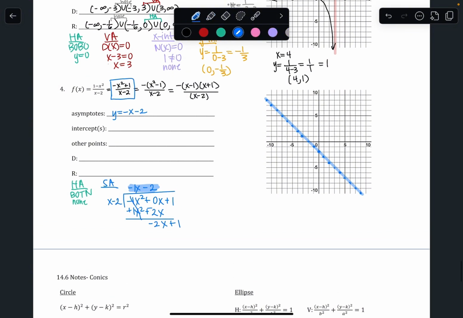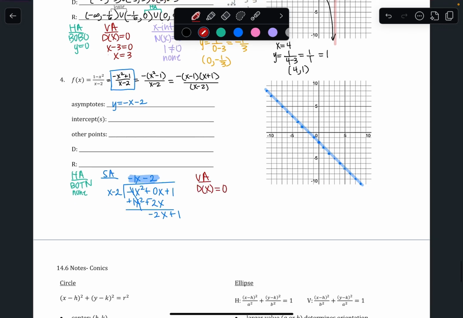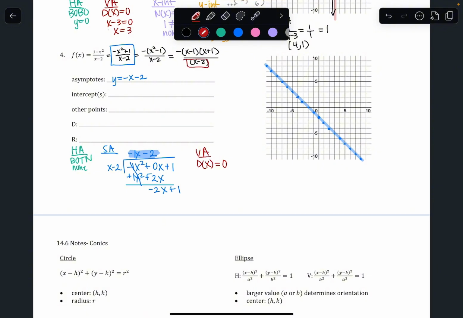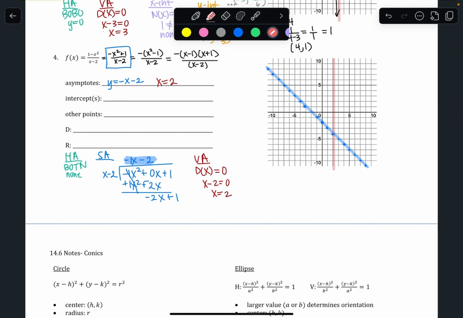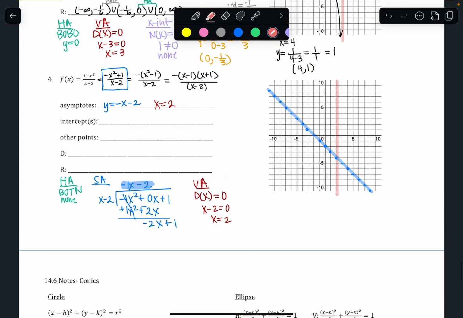Okay, next we can find the vertical asymptote by setting the denominator equal to 0. And so our denominator of this function is x minus 2. And so x equals 2 is the vertical asymptote. Crossing the x-axis at 2. And then that's all for asymptotes since we didn't have a horizontal asymptote.